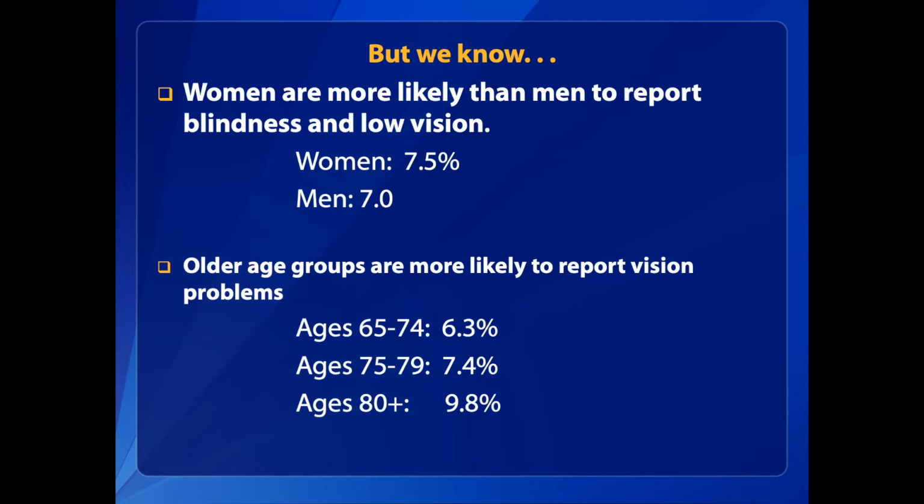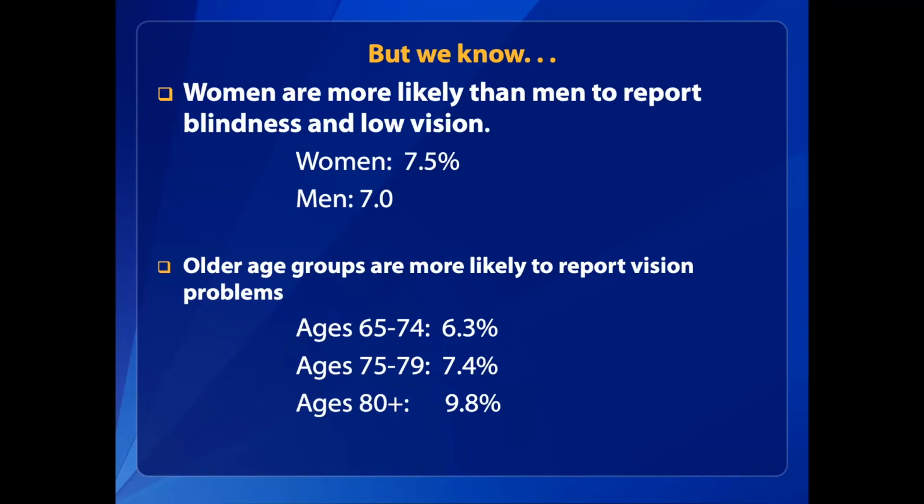We also know that the older people get, the more likely they are to report vision impairment. So using our case definition, among people 65 to 74, about 6.3% report vision impairment. 75 to 79, 7.4%. And age 80 and over is almost 10%. So we expect that kind of distribution. And that's reflected in the caseload. You look at the people who come in the door, it's typically going to be people who are in older populations, because again, prevalence changes.